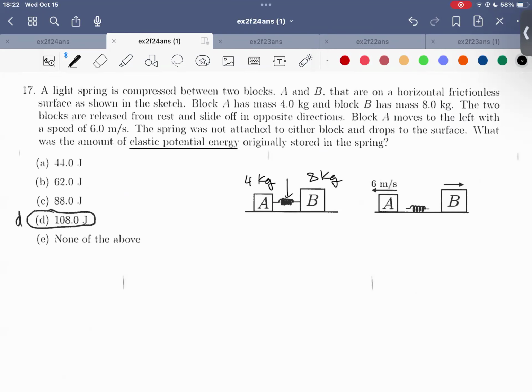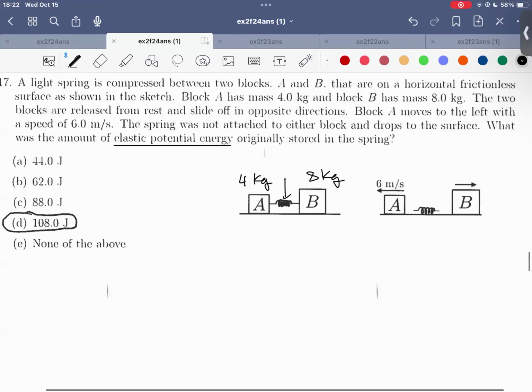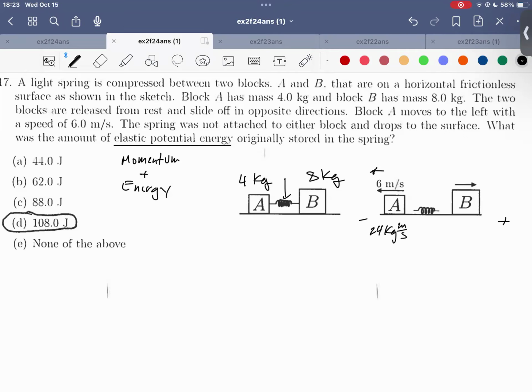So this one we're going to use momentum into energy to solve. So this is momentum and energy. As this block moves to this side, the momentum here, again, let's set up our plus and our minus over here, is 24 kg meters per second. And then this is going to allow us to solve for the 8 kg.